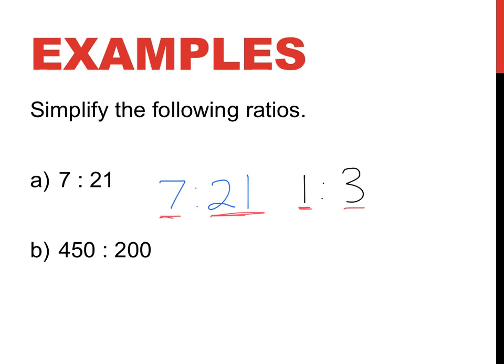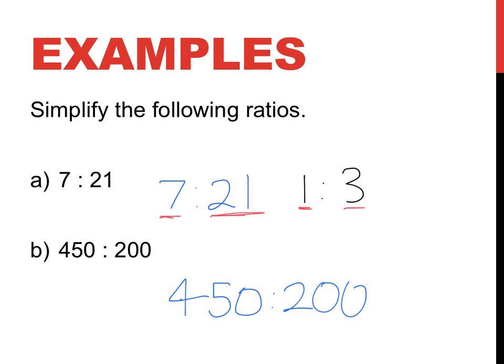Let's have a look at B. 450 is to 200. That's saying for every 450 of one thing, there's 200 of the other. Now that seems like a bigger number, a little bit hard, so let's look at a number that might go into them nicely. 100 doesn't go into 450. 25 could. Let's see if there's a bigger one.